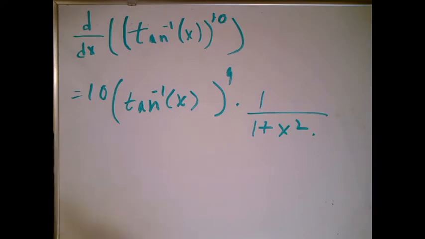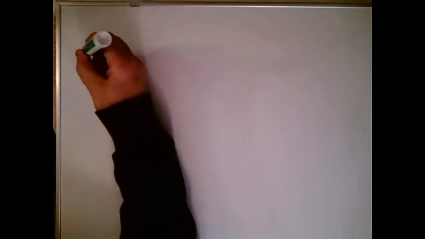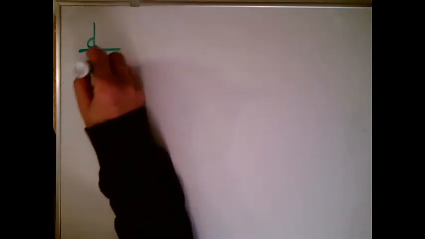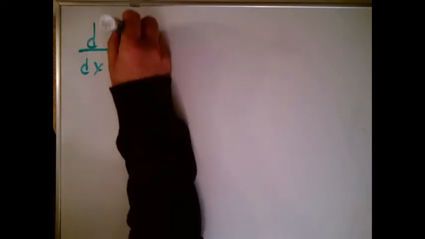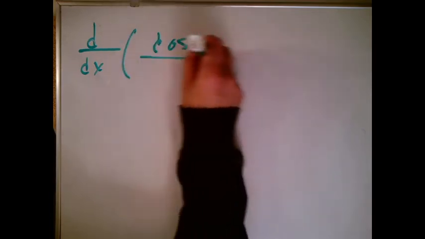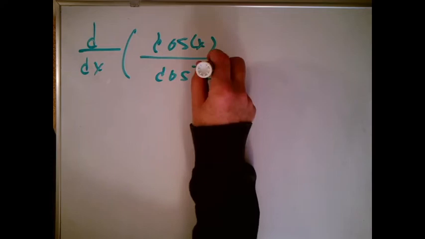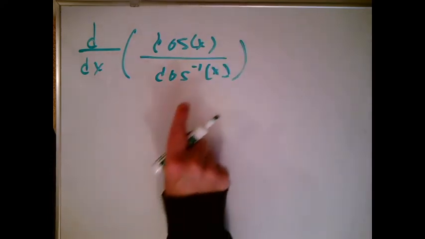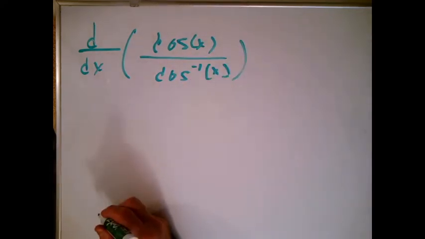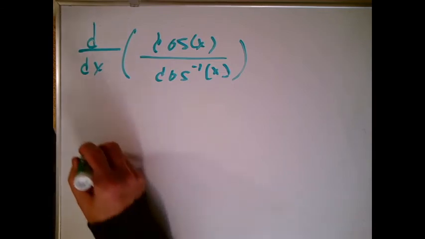Without breaking too much of a sweat, let's do another one that plays with the notation just a little bit. I want the derivative of cosine x divided by arc cosine x. Now remember that minus 1 is not an exponent, so you can't bring it up to the top. We're stuck with the quotient rule.